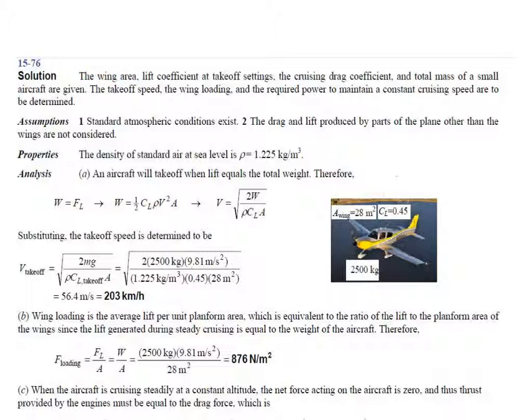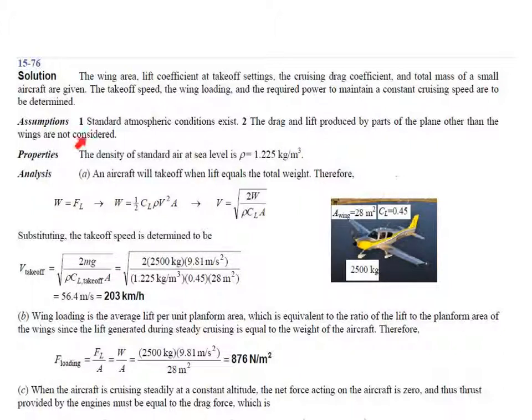The wing area, the lift coefficient and the takeoff settings, the cruising drag coefficient, and the total mass of a small aircraft are given in the question. You have to determine the takeoff speed, the wing loading, and the power required to maintain constant cruising speed. Here, you start with your assumptions.